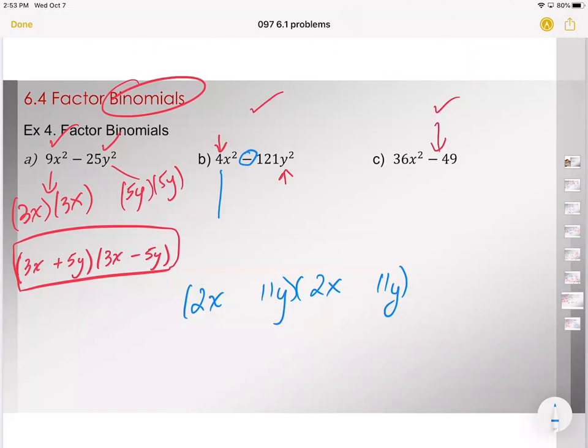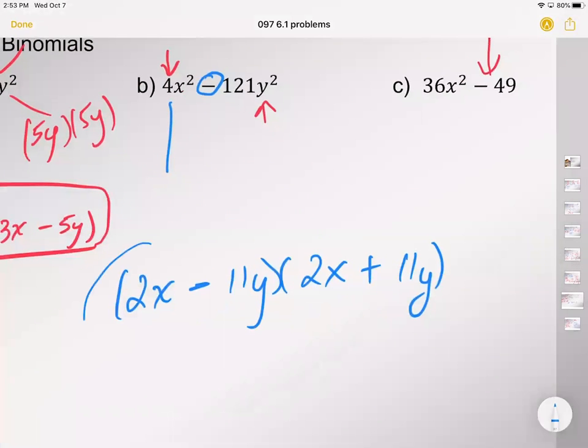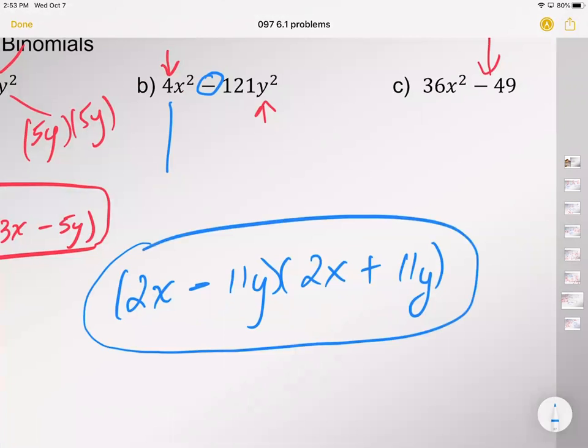And what are my signs? If you want to put the negative first, that's fine, and the positive has to be in the back. Okay, so this is what we have if they ask you to factor this out. Again, this is my perfect square, 2 times 2, x times x, and this is 11 times 11, y times y, and that's where I have the 2x and 11y.